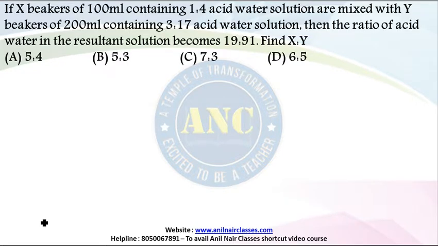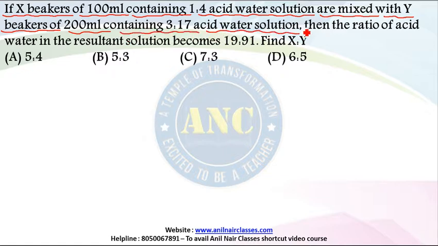See the next question. Again, one more beautiful question. Please see this question, sir. If X beakers of 100 ml containing 1:4 acid water solution are mixed with Y beakers of 200 ml containing 3:17 acid water solution, then the ratio of acid to water in the resultant solution becomes 19:91. Find X is to Y.